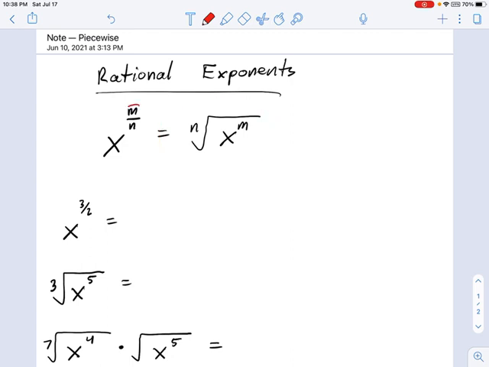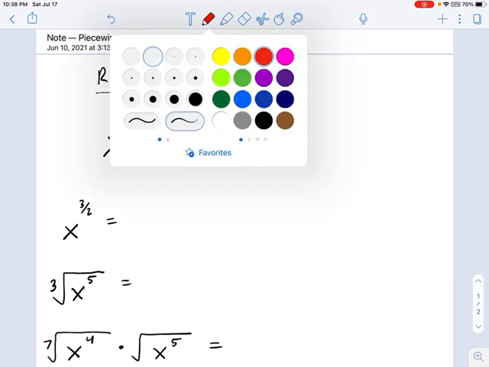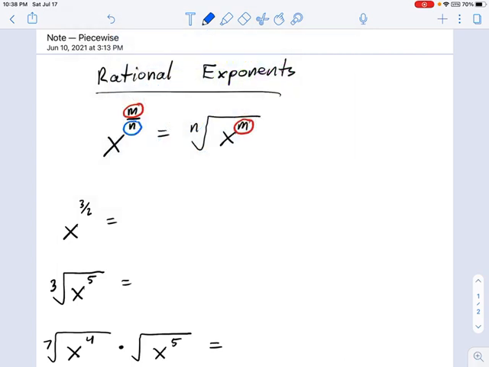What you do is you take the top of the fraction, right here, this m, and that becomes the exponent inside a radical symbol. And you take the bottom of the fraction, in this case n, and that becomes the index of the radical. So let's go through a couple examples, just to make sure we understand how this works.